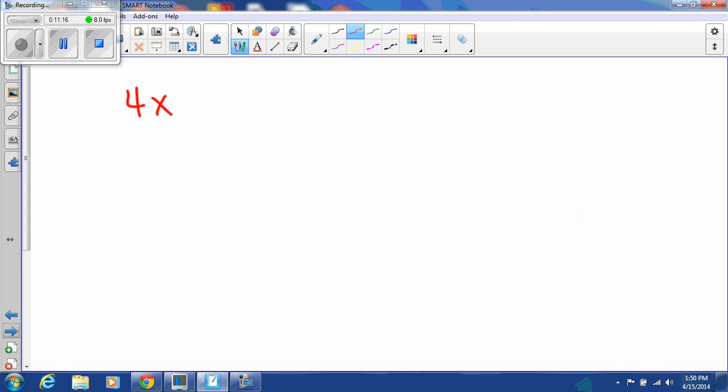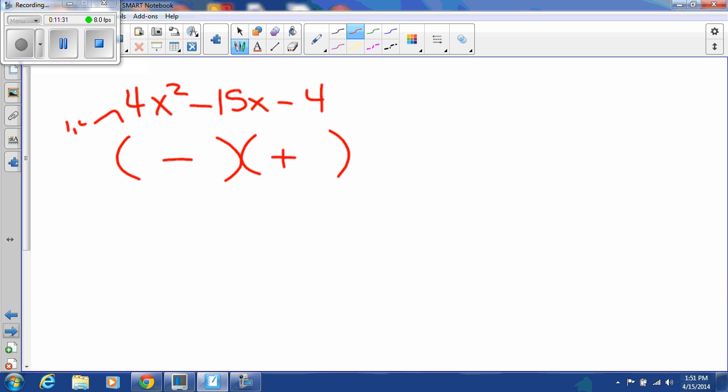This time we're going to have two negative signs. So we'll have 4x squared minus 15x minus 4. Again, I know one is positive, one is negative. That's the only way to get my negative last term. Factors of 4 I know are 1 and 4, 2 and 2. Same thing for here: 1 and 4, 2 and 2. Let's fill in the blanks.